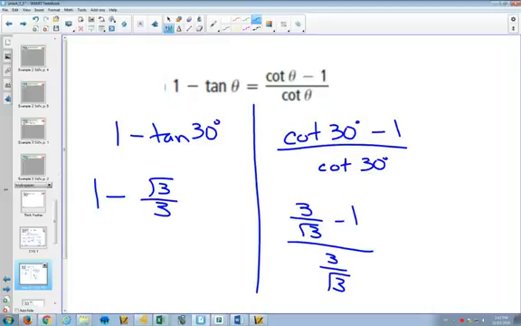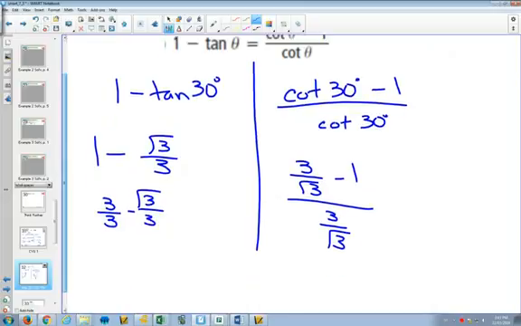Now that fraction work that we had before comes in. If we can write both sides as a single fraction, maybe we'll get close to showing this. On the left-hand side, how would I get a single fraction? I'd need a common denominator. I could get a common denominator by changing the 1 to 3 over 3. And now that I have a common denominator, this side will become 3 minus root 3 all over 3.